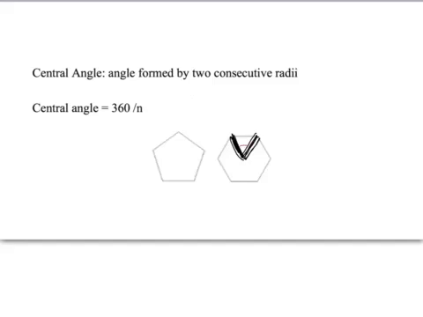The central angle is this angle in here. Similarly, maybe this one will be a little less. So the central angle is in the center of the polygon, and it's really that top angle of the triangle from the base. And again, n is the number of sides of the polygon.